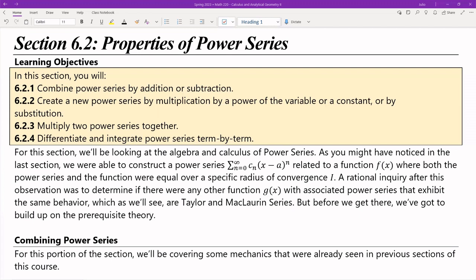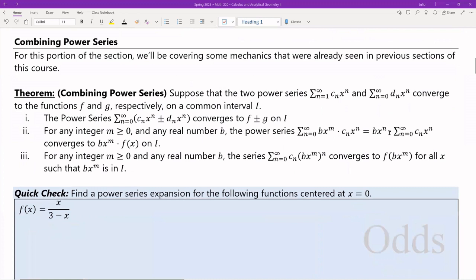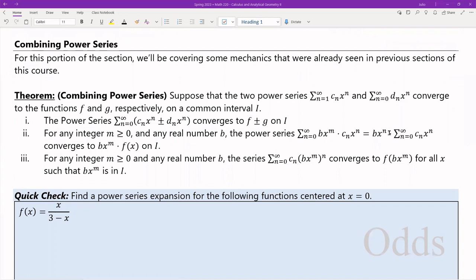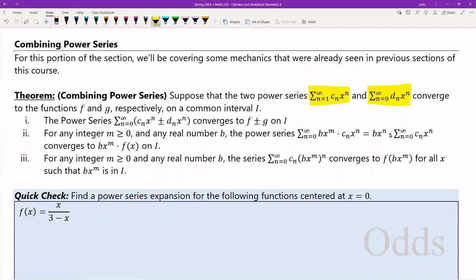But before we do any of that, we have to do this prerequisite stuff to build up a little bit of theory. So the first thing I want to get into is combining power series, and there's some stuff in here that we have already been using. Let me go ahead and start explaining this theorem. Suppose that you had two power series, and you know that each one of those converges to f and g. The one with the c_n converges to f and the one with the d_n converges to g, and they converge on a common interval I.